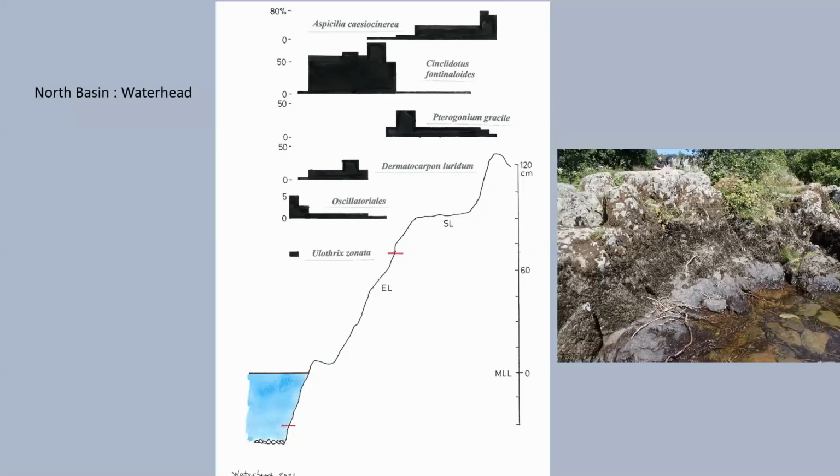But I'm just going to show you a couple of examples of the profiles I've obtained from Windermere. This is from the North Basin, and it's a rock outcrop waterhead right at the north of the lake. It's on volcanic rocks. There are quite a lot of things there on the rocks, and I'm certainly not going to tell you about all of them. There'd be no point in that. I'm just going to concentrate on 1 or 2 for you. But you can see quite clearly there's a well-defined zonation.